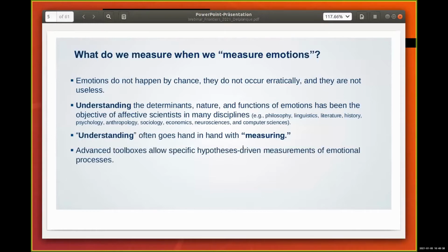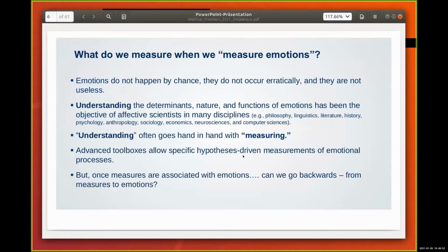So the quantity and quality of tools that have been developed to try to measure emotions have exploded in the past 20 years. And researchers in neuroergonomics are users and also developers of these techniques. So we can increase our understanding of emotion by measuring some key variables in laboratory settings or in everyday life. But once measures are associated with emotion, we may think that one can go backwards from measure to emotions.